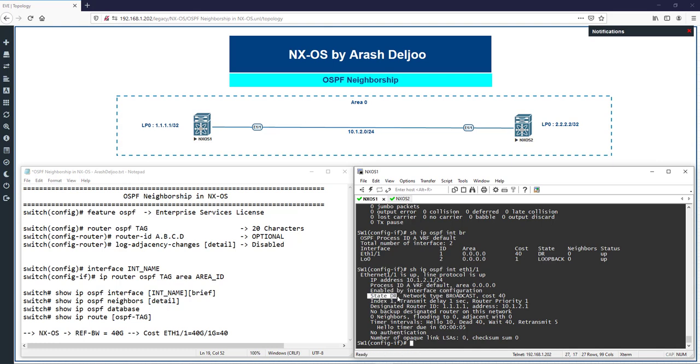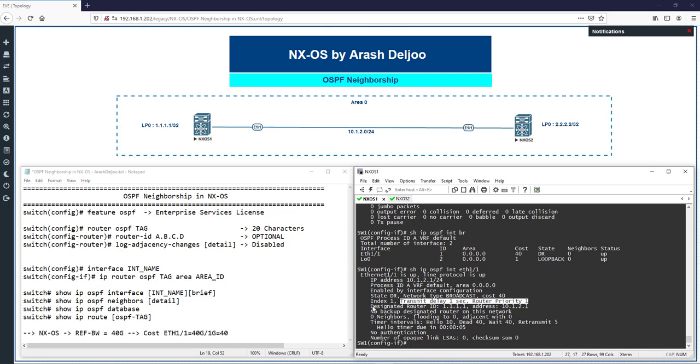The state of this interface is DR. As I mentioned before, the network type is broadcast because this is an Ethernet link. And also the cost of this interface is 40, as I explained before. Index is 1. This is the first interface. Transmit delay is 1 second. Many of these features are not important for us for now. Router priority is 1. This is the priority of OSPF on this interface. You know that by default the priority of interfaces in OSPF is 1.